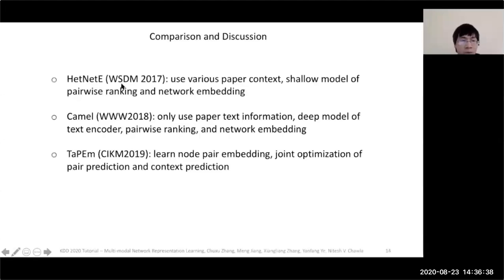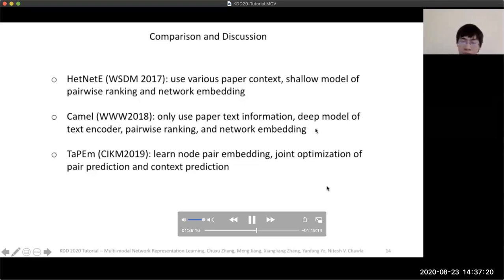Well, to summarize, the first model, heterogeneous network embedding model, use various paper context information and develop a shallow machine learning model of pairwise ranking and heterogeneous network embedding. And the second model, CAMEL, only use paper text information and develop a deep learning model of context encoder, pairwise ranking, and heterogeneous network embedding. And the last model try to then denote the relation pair embedding directly and perform the joint optimization of pair prediction and context predictions.